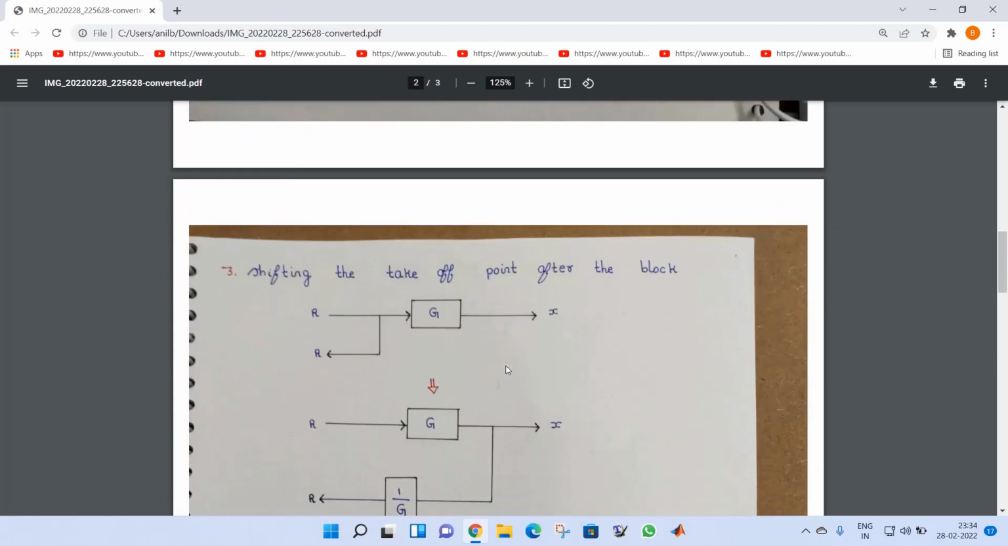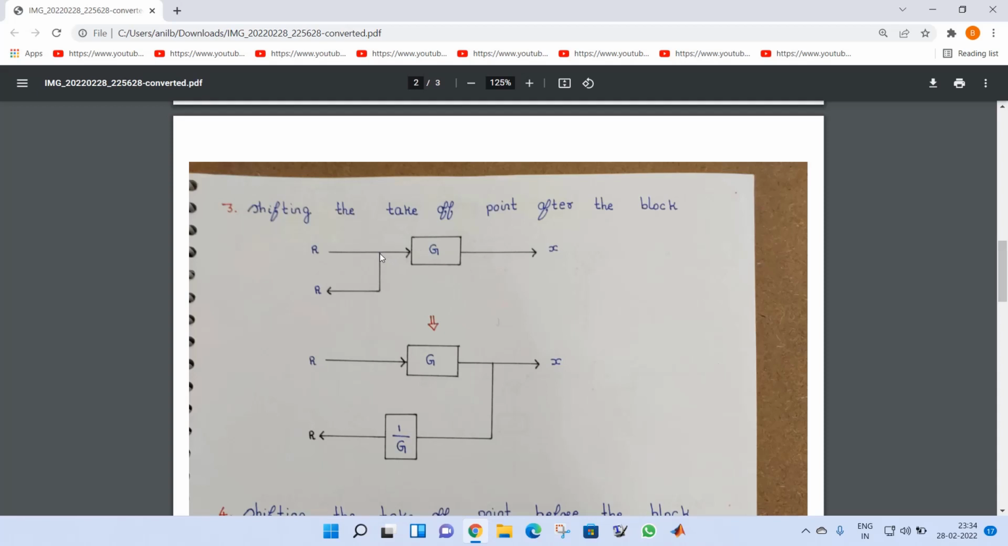Now coming to the third rule. You can see here, this is known as the takeoff point. I want to shift this takeoff point after the block. After the block G, I want to represent this takeoff point. So what changes are we going to observe? In this forward path, I have R. When I shift the takeoff point after the block, the result should be the same, R. Here I have R into G, but I want the result as R. So I am going to multiply by 1 by G so that the final result will be R only.